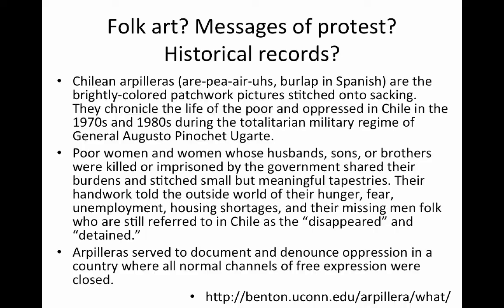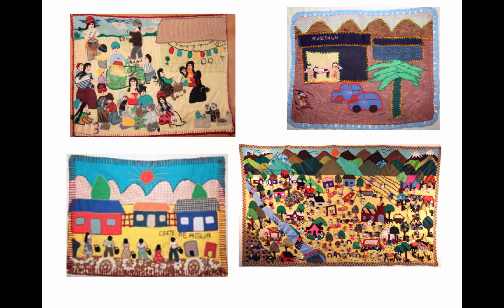So here are some examples. You can see all four are really different, but they tell their unique story, the unique story of the maker. And you can see the details, especially in this one. But all of them seem to have family and life struggles woven into the details.